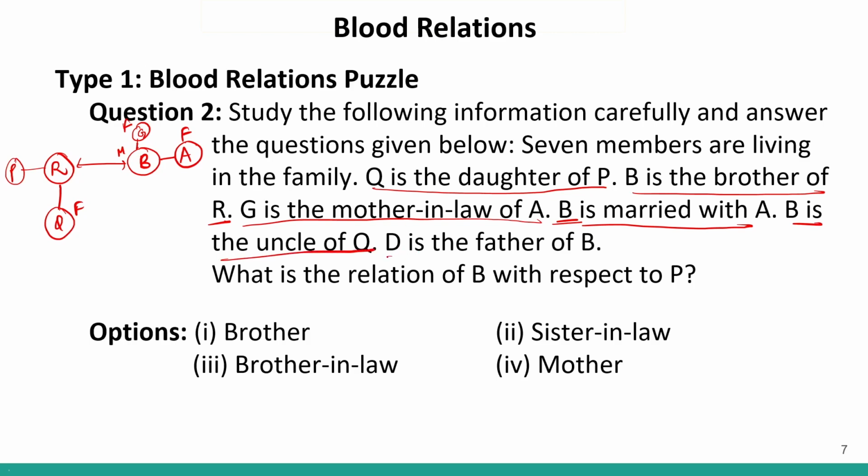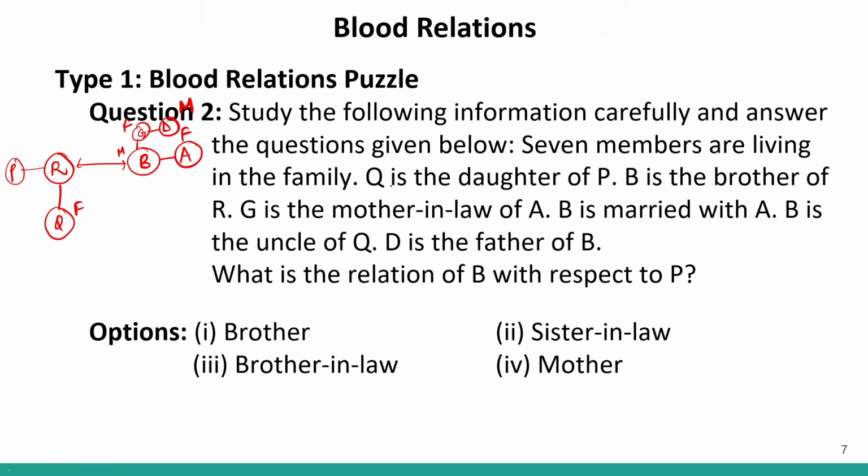I will repeat, D is the father of B. That means D will be the spouse of G and D will be male. Now let us come to this information once again. So did you see, to draw the family chart, this was not arranged in a straight line. We had to pick and choose information to get this family chart.